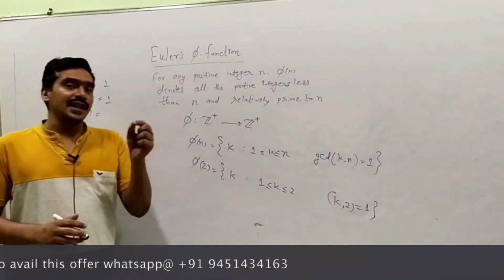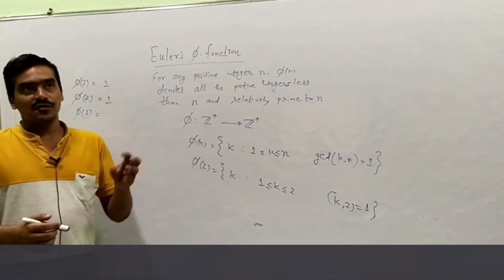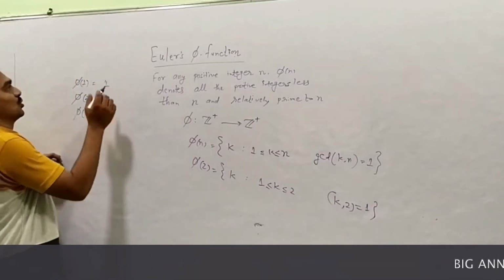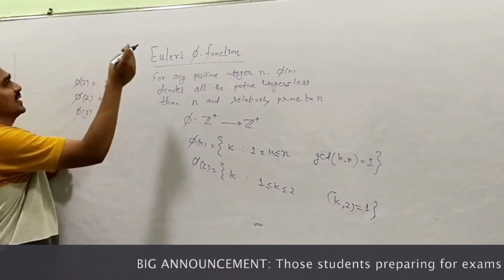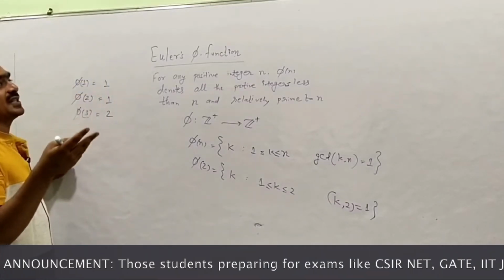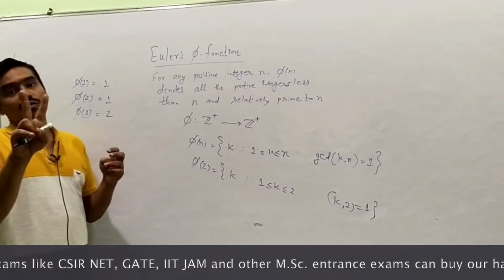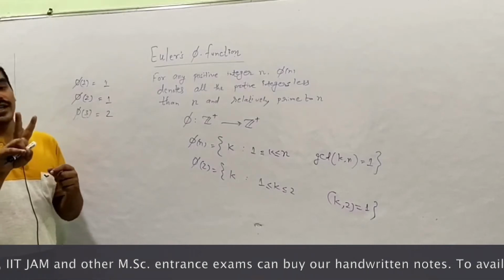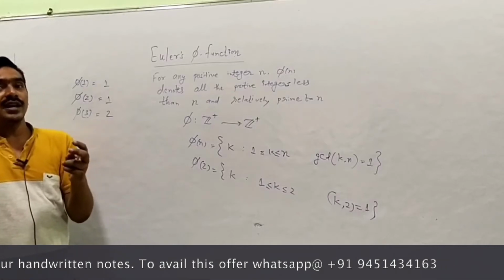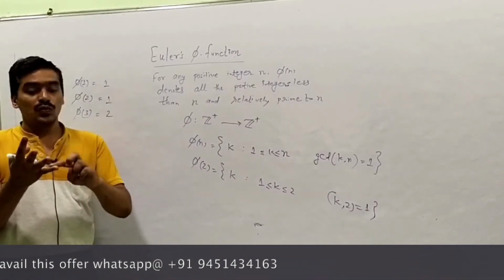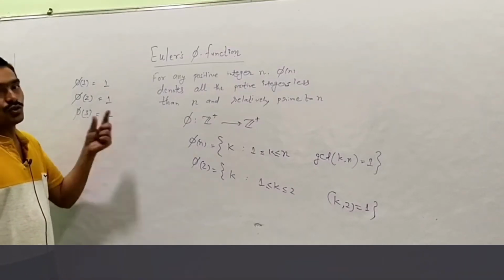So what about phi 3? The number of integers less than 3 and relatively prime to 3: that is 1 and 2 both. So the total number of integers is 2. How many positive integers are less than 3 and relatively prime to 3? We have only 2 integers, and the integers are 1 and 2, that is total 2 integers. So we write here 2.